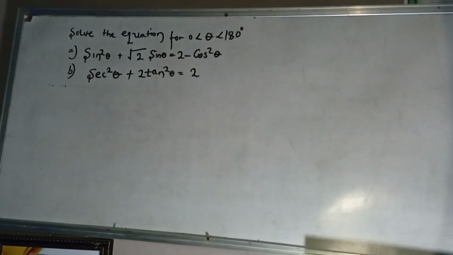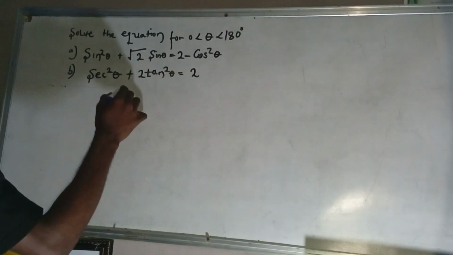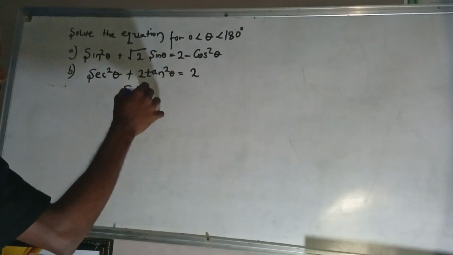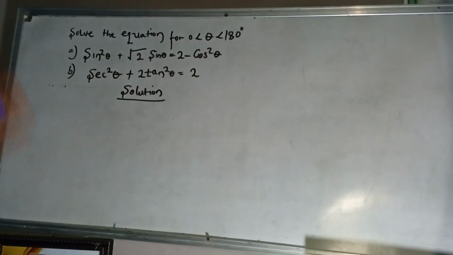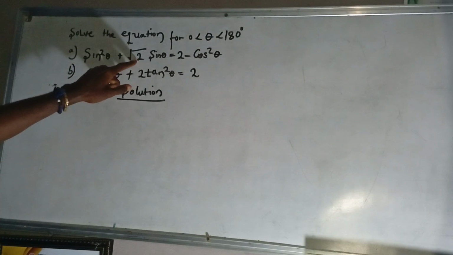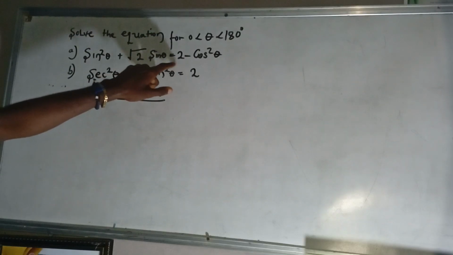Good day, viewers. Today we have a very interesting question on the board. Solution. If you check your algebra and trig textbook, you will see this: sine squared theta plus square root of 2 sine theta is equal to this.